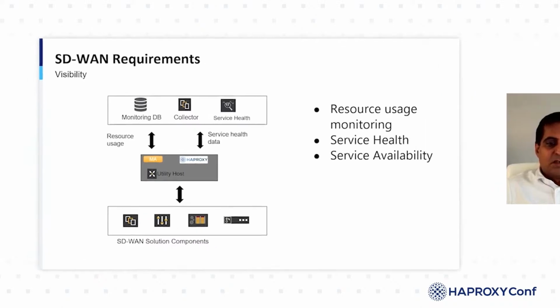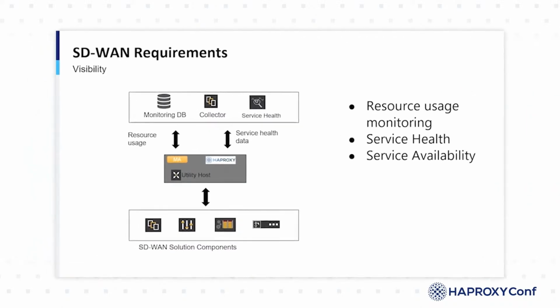which operates on all the metrics and the monitoring data which has been collected to provide actionable intelligence to the operator. On the utility host side, we have two entities. The monitoring agent provides the resource usage monitoring, whether it's CPU utilization, memory utilization, as well as disk IO utilization for the utility host itself. And then HAProxy is providing the service health data to the monitoring layer.